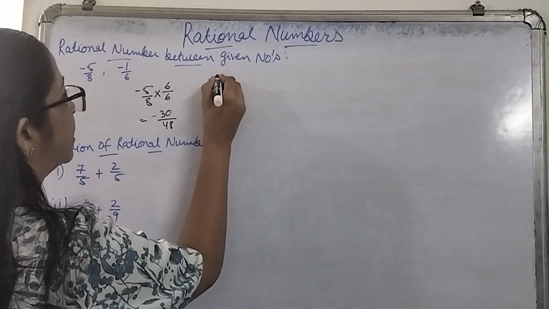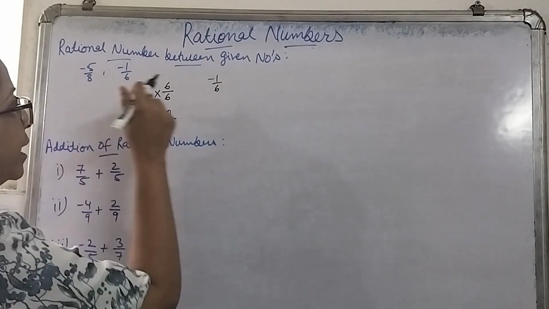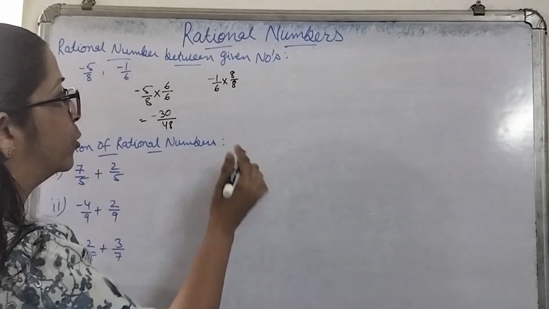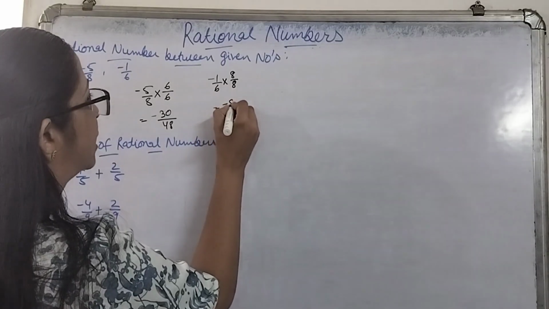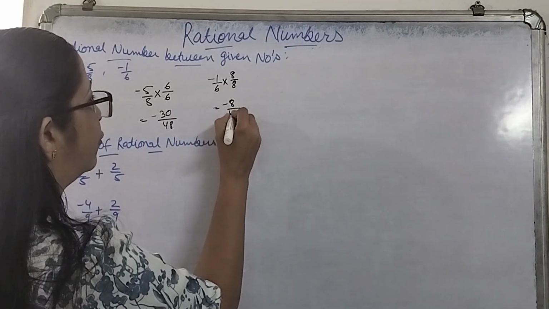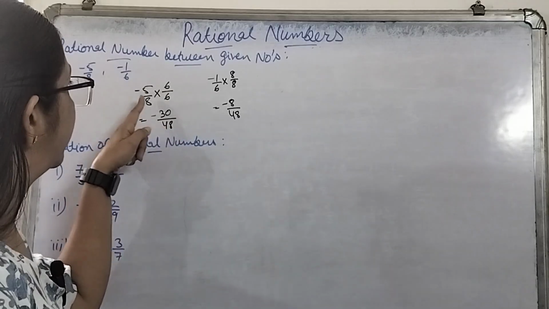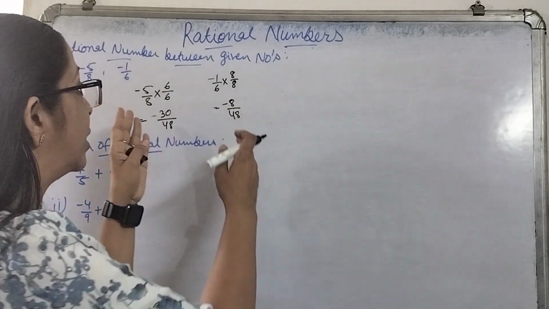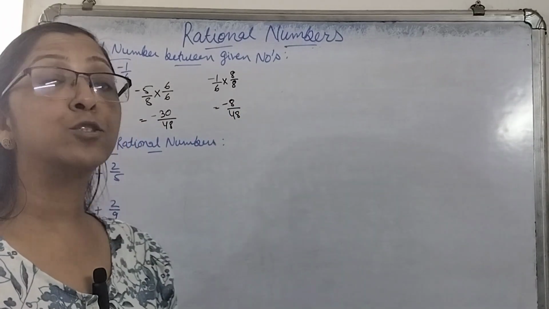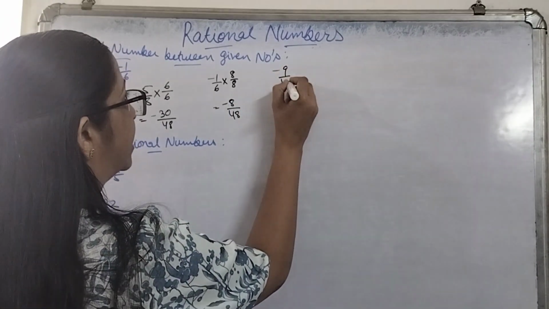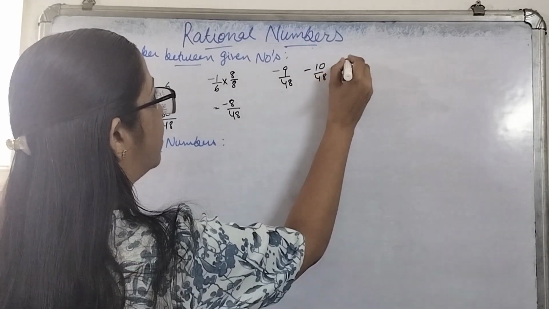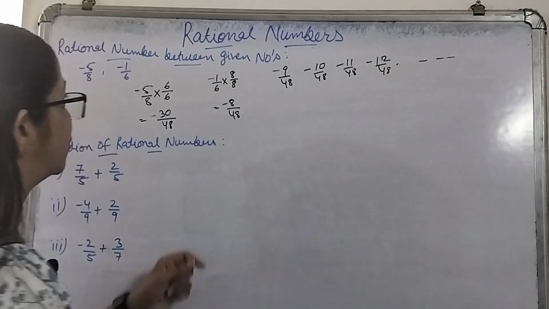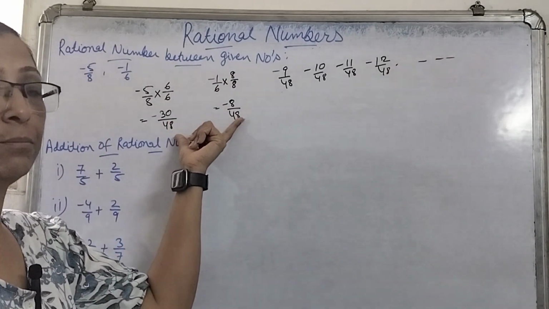Similarly, we see minus 1 upon 6. Here the other denominator was 8, so if we multiply and divide it by 8, the denominators will become equal. It can be written as minus 8 upon 48, since 6 times 8 is 48. Here we can see one number is minus 30 over 48 and the other number is minus 8 upon 48. So numbers between these two rational numbers could be minus 9 upon 48, minus 10 upon 48, minus 11 upon 48, minus 12 upon 48. So many rational numbers we can write between these two rational numbers.